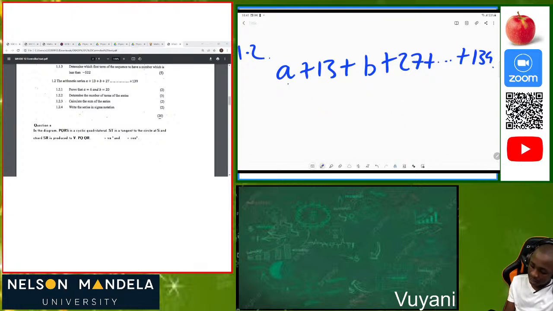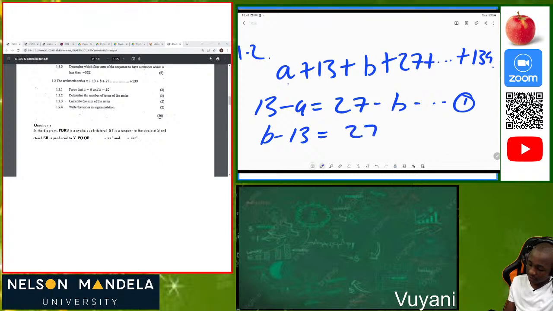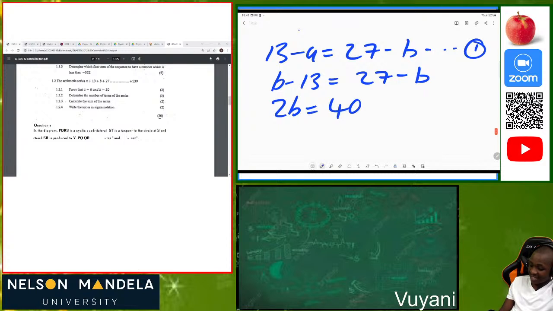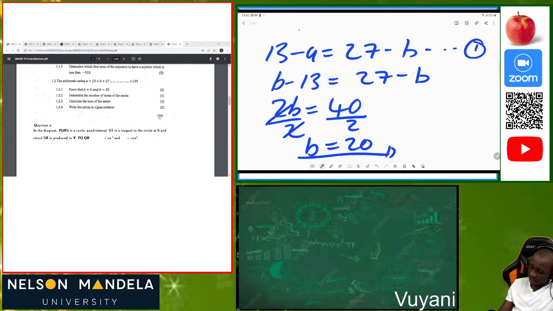So we know that 13 minus a is equivalent to 27 minus b. This can be our equation 1. Our equation 2, we can have b minus 13 is equivalent to 27 minus b. Then 2b is equal to 40, because we transpose b to this side, it will be b plus b, 2b. Then negative 13 we transpose to the other side, it will be 27 plus 13, that's 40. Then we divide both sides by 2, and we have b equal to 20. So we were able to prove that b is equal to 20.